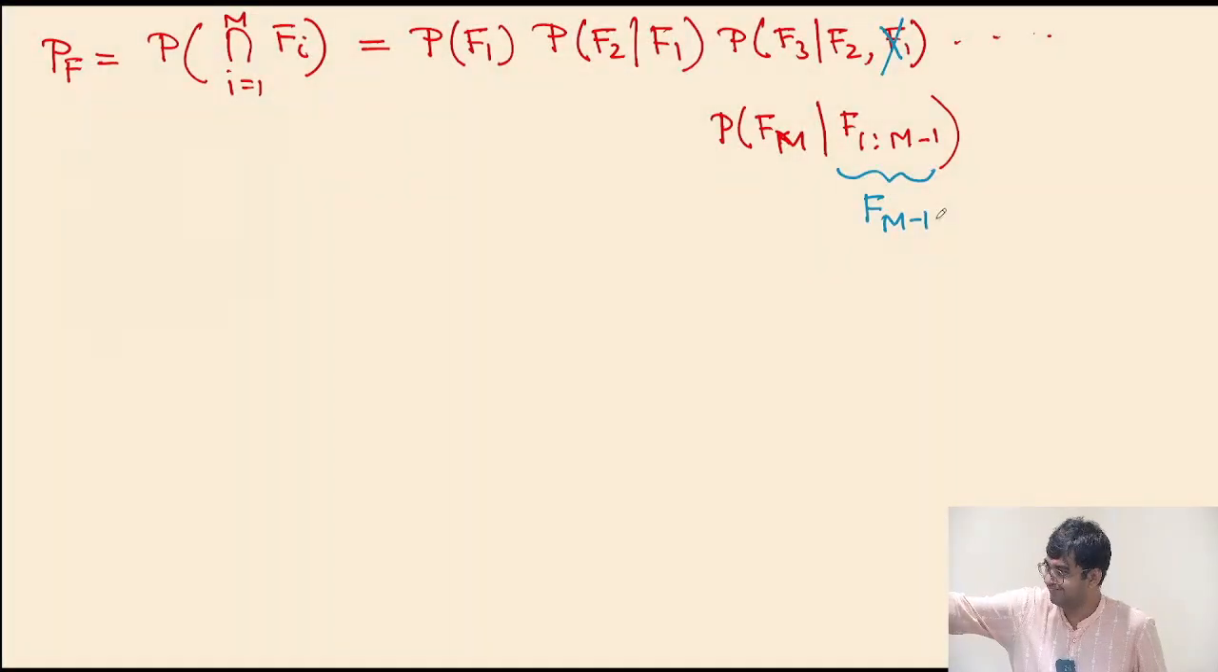You cannot. F2 given F1 is not equal to F2. Because F2 given F1 is equal to F2 intersection F1 by P of F1. F2 intersection F1 will become F2. So it will become probability of F2 by probability of F1. So you cannot reduce it. You can start cancelling it out, but then you will end up with what you don't want to compute. So you will not like to do that. Okay. Clear? Any doubt on this decomposition?